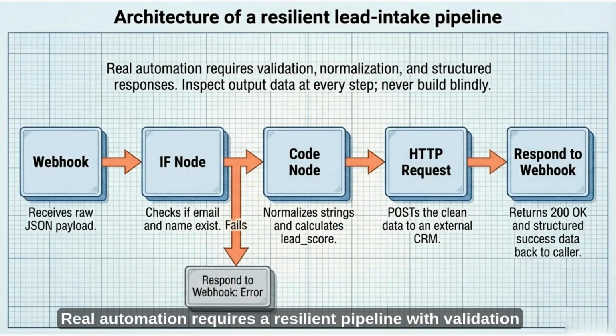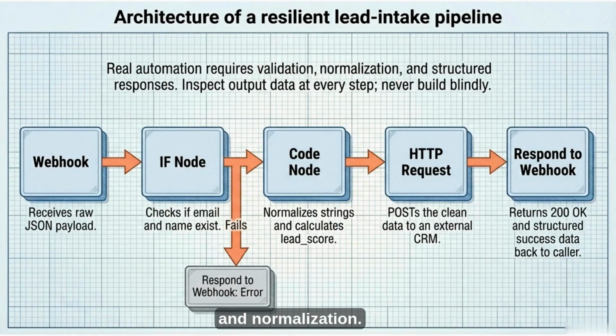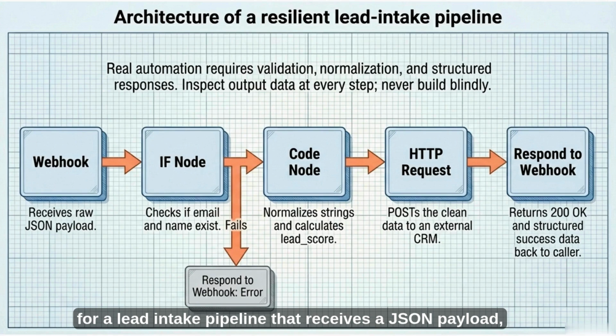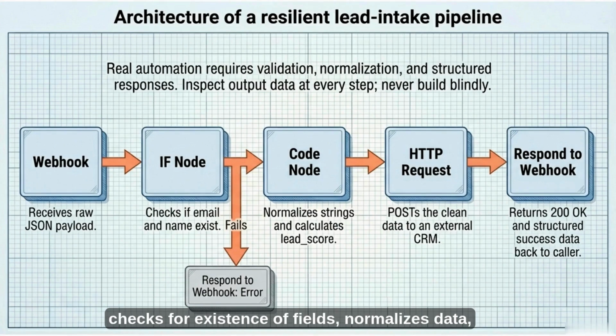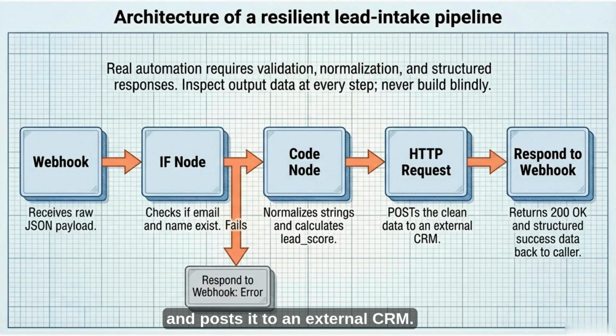Real automation requires a resilient pipeline with validation and normalization. This example shows an architecture for a lead intake pipeline that receives a JSON payload, checks for existence of fields, normalizes data, and posts it to an external CRM.